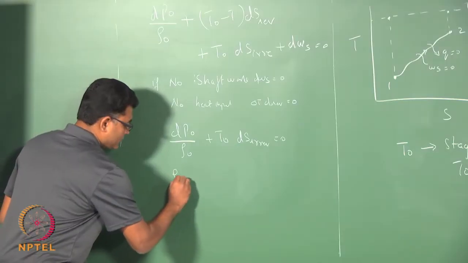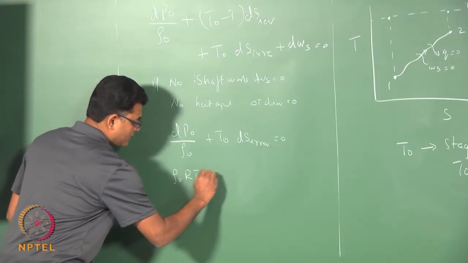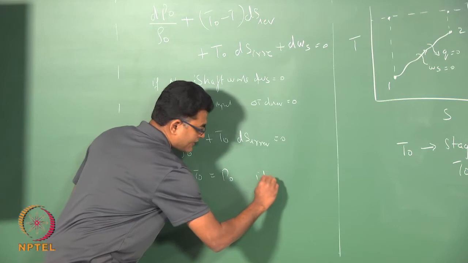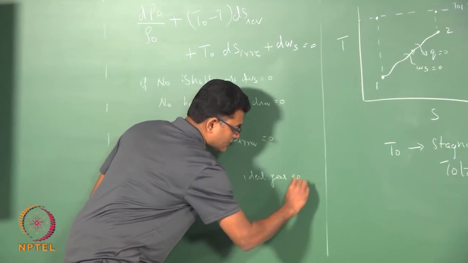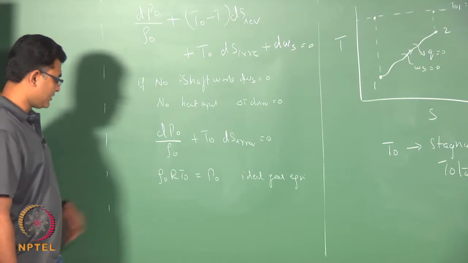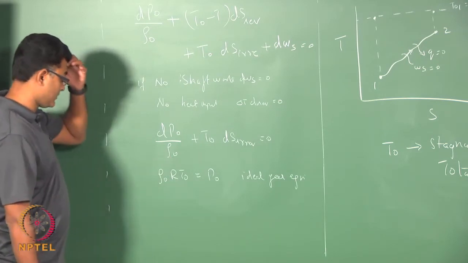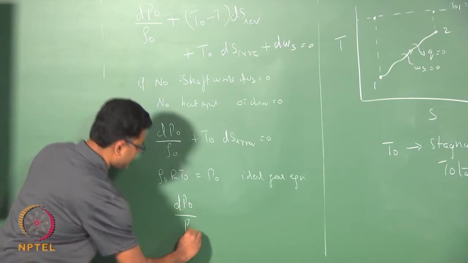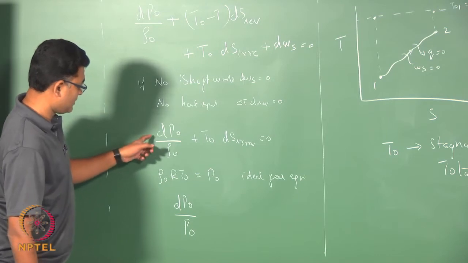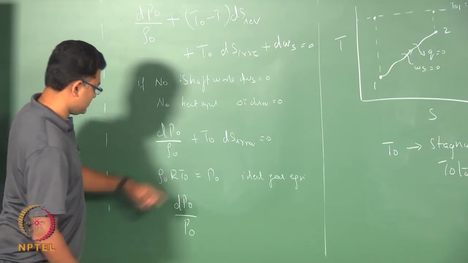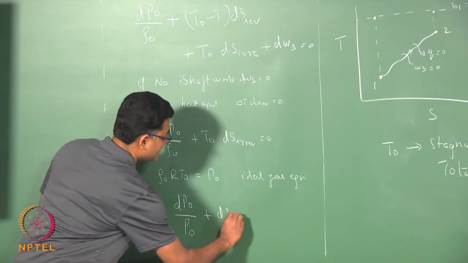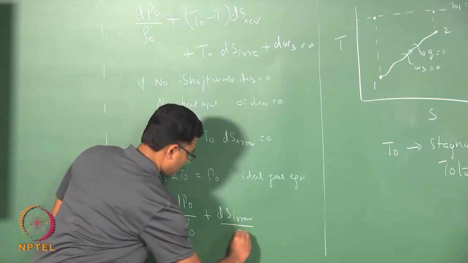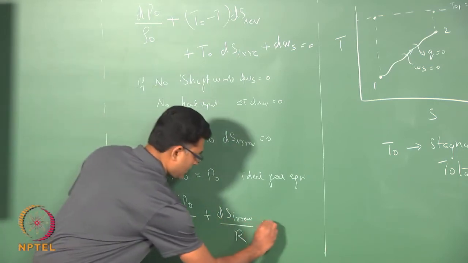Now rho 0 times T0 is my P0 from my ideal gas equation. So I substitute rho 0 here, I should get dP0 by P0 plus ds irreversible by R equals 0.